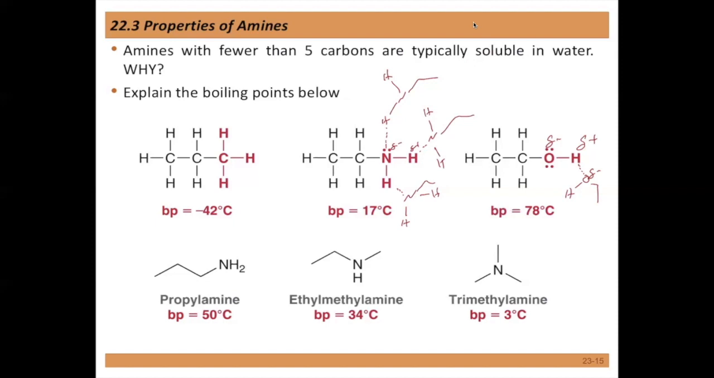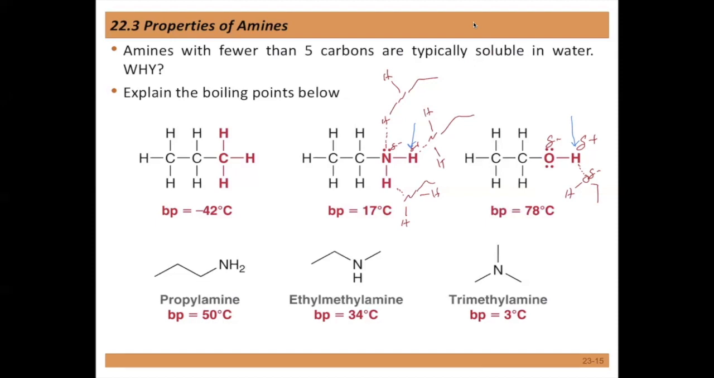We should understand that because we know that the H off of an alcohol is much more acidic than the H off of an amine. So those H's off of alcohols are much more electron deficient, and so they tend to form stronger hydrogen bonds.